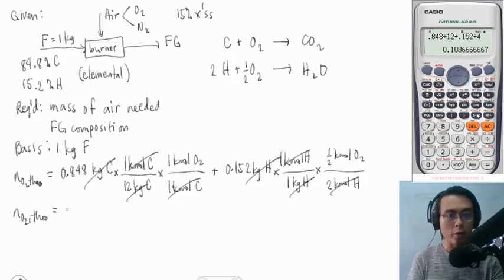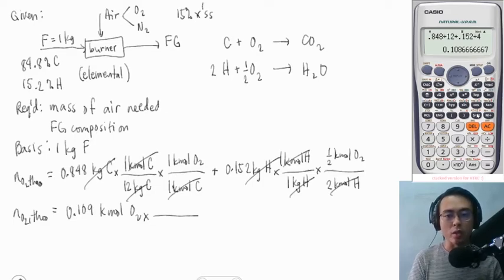Okay, our nO2 theoretical is 0.109 kilomole O2. Now, for our first required, we want to determine the mass of air needed. So this kilomoles of oxygen needs to be converted to kilomoles of air. What is our conversion ratio? In our previous example, we used the conversion ratio 79/21 in order to convert the kilomoles of oxygen to kilomoles of nitrogen.